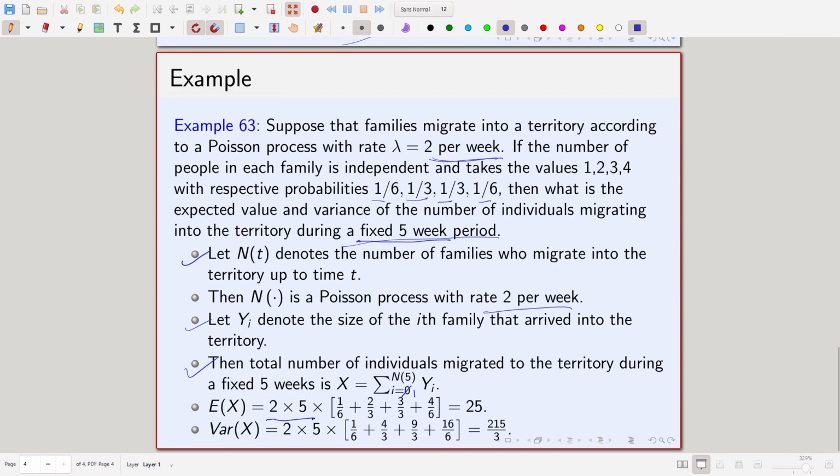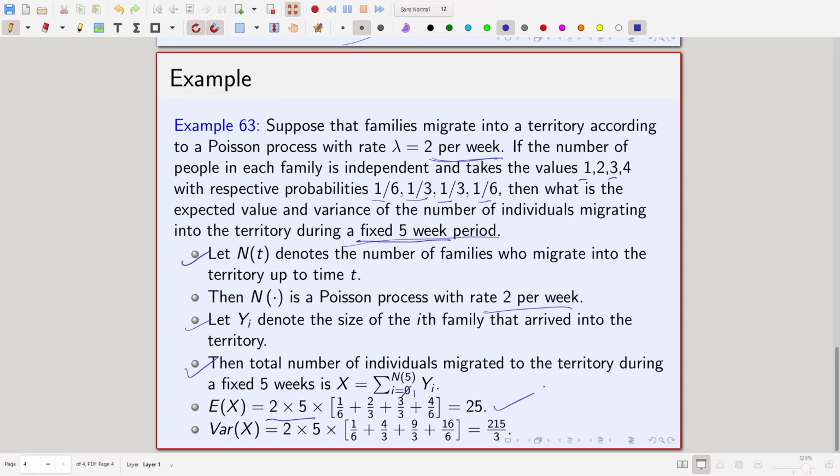So, expectation of X is lambda times t, where lambda is equal to 2 and t is 5, and now you have to find expectation of Y_1. It takes value 1 with this probability, so it is 1 times 1 over 6; it is 2 with probability 1 by 3, so you get 2 by 3; 3 with probability 1 by 3, so you get 3 by 3; and 4 with probability 1 by 6, so you get 4 by 6. Now, if you do this calculation, you will end up with 25.